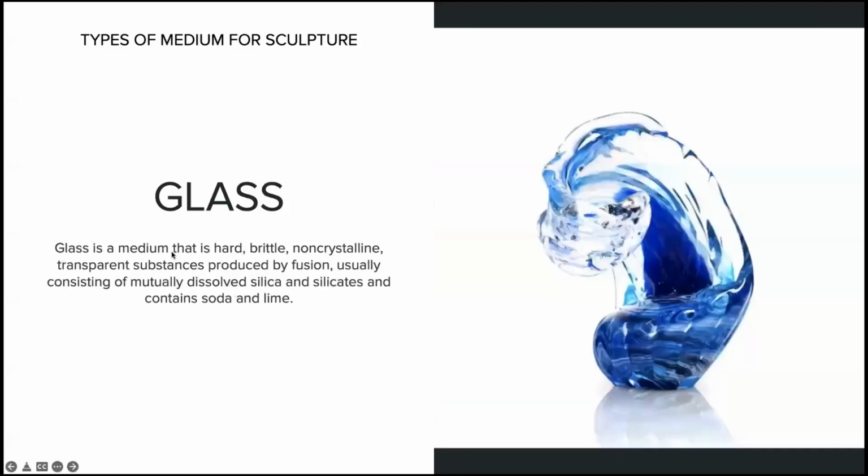Okay, and then this one, the glass. Glass is a medium for sculpture. This one is hard, brittle, non-crystalline, transparent substances produced by fusion, usually consisting of mutually dissolved silica and silicates and containing soda and lime.